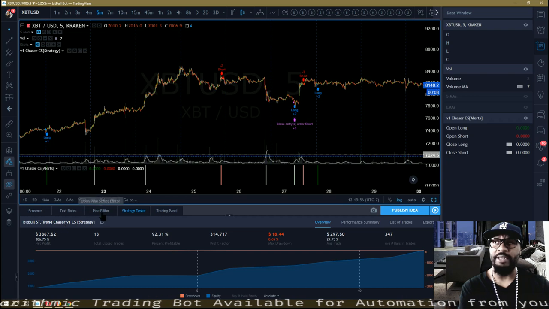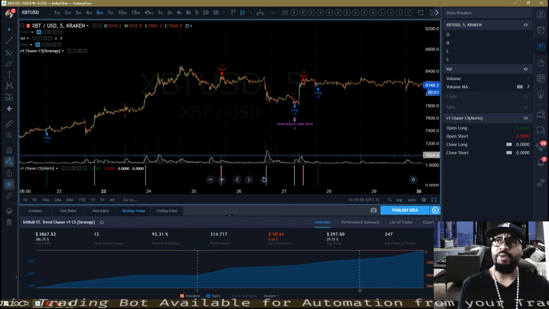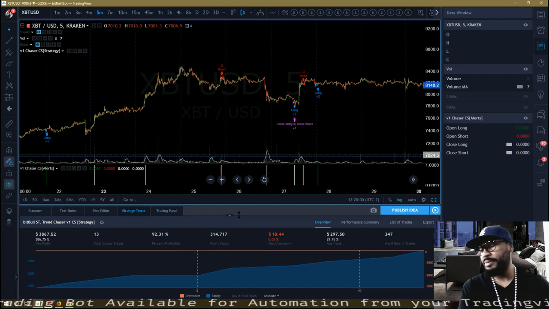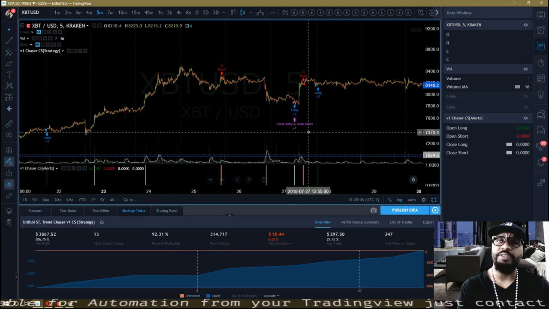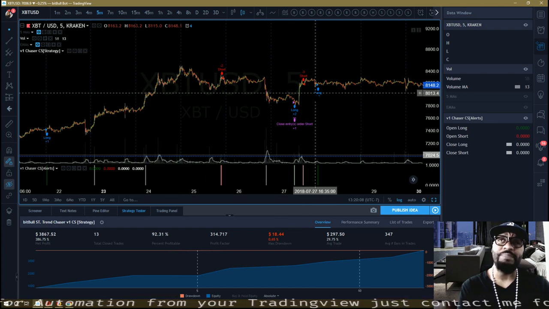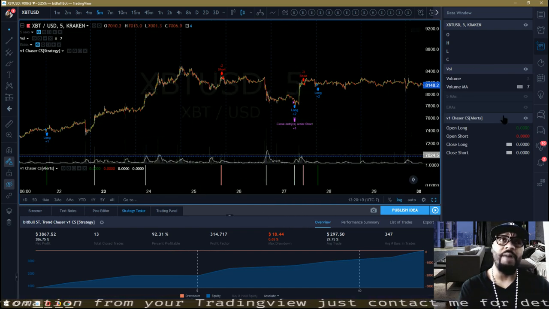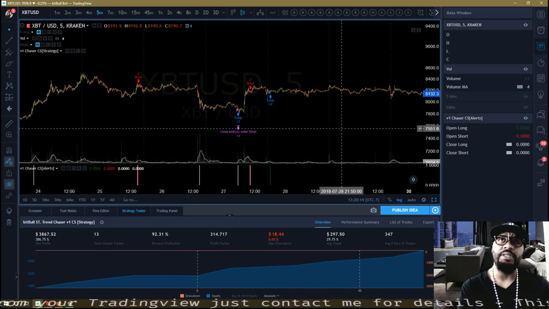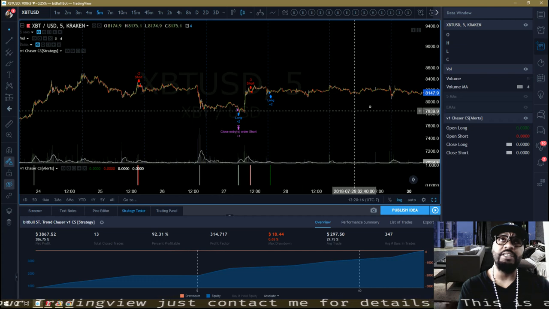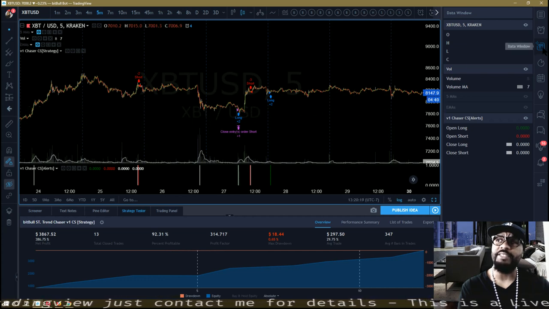This is the Pine Editor. That's TradingView's proprietary coding language that they've developed for financial trading purposes. Okay, I think this bot will do good on S&P also. I haven't really verified that, but I think it will do well on the Nasdaq and S&P. This actually does good on all Bitcoin markets, which is fascinating. All right, that's what I'm going to tell you.